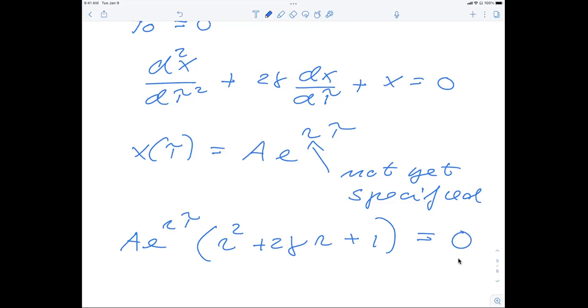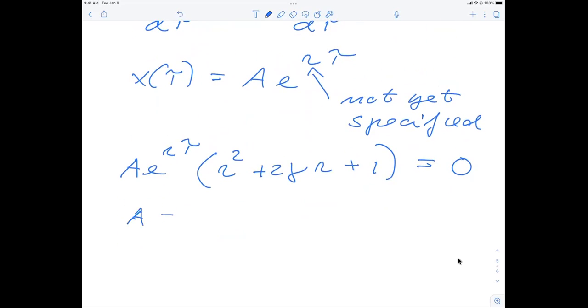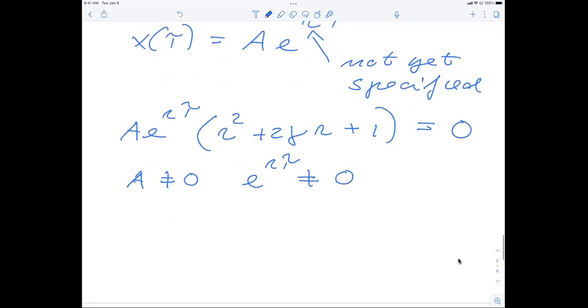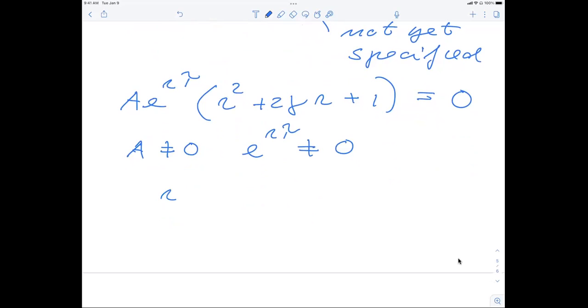Now, clearly, if I put a equal to 0, I have a trivial solution. And we are not so much interested in that one, right? A equal to 0 is a solution, but it's not exactly what we are looking after, because when we solved things numerically, we saw that this object was actually oscillating. So we are going to assume now that a is obviously different from 0. And we're also going to assume that r times tau is different from 0. So the only way we can satisfy this equation then is to solve this second order equation, r squared plus 2 gamma r plus 1 is equal to 0.